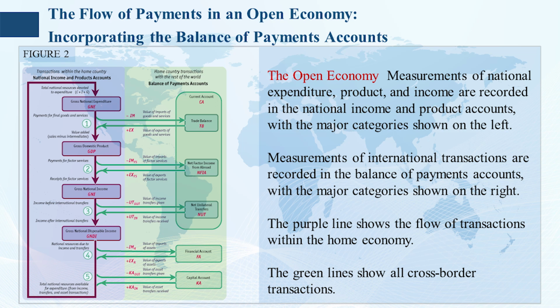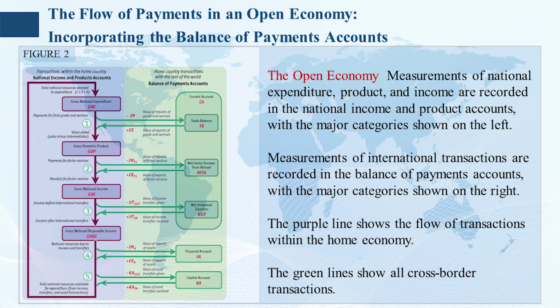We start at the top with GNE. We add the trade balance to get GDP. We add net factor income from abroad to get GNI. And then we add net unilateral transfers received to get GNDI. We then add net asset exports measured by the financial account FA and net capital transfers measured by the capital account KA, and we get back to GNE.